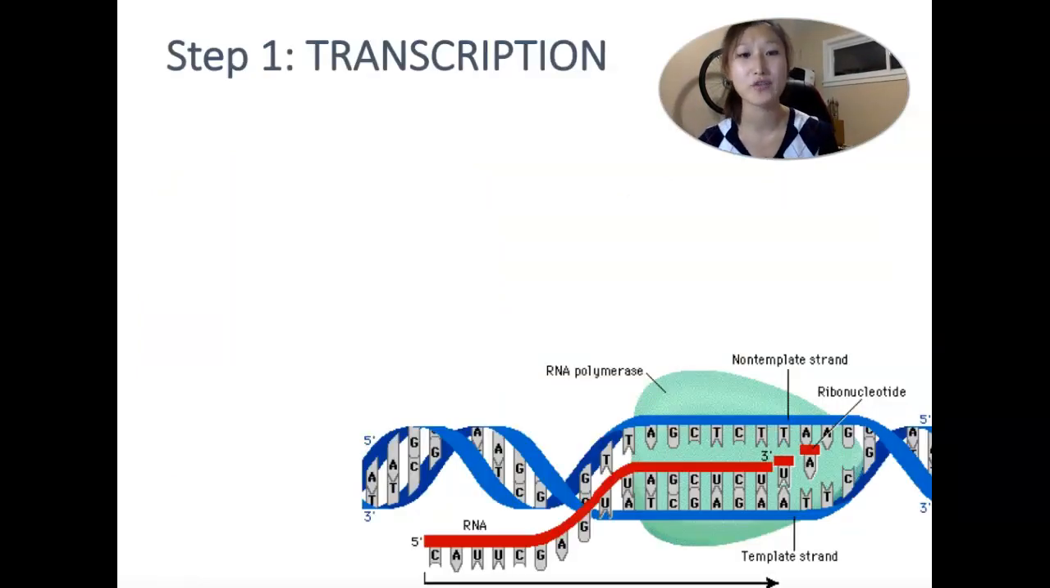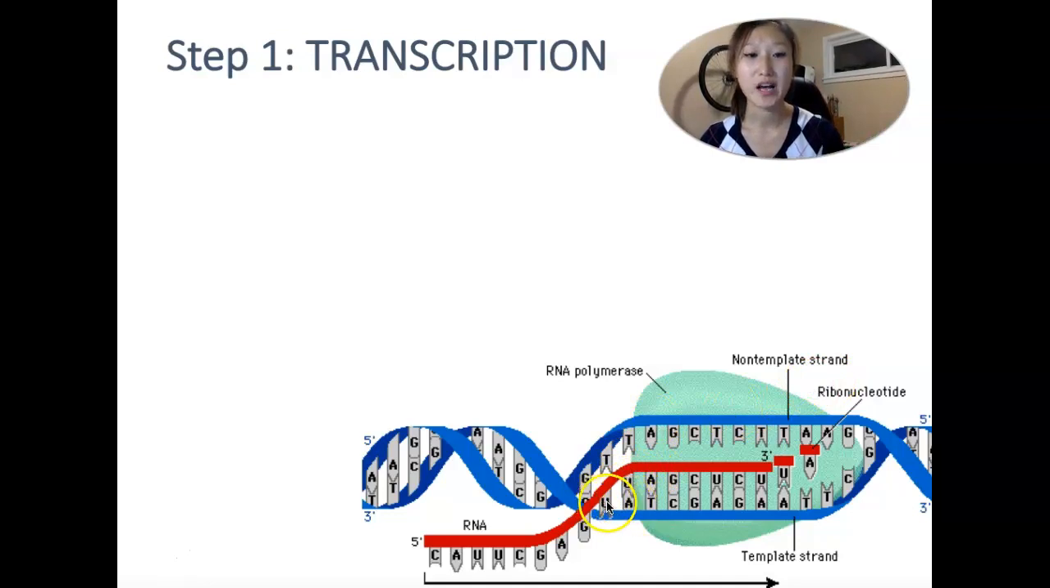The first step is called transcription. If you look at this picture right here, you can see DNA winding together. That's the two blue lines. At the site of transcription, this DNA has to unwind first, right? Just like DNA replication, as we talked about before, we have to unwind the DNA first to allow actions to happen.